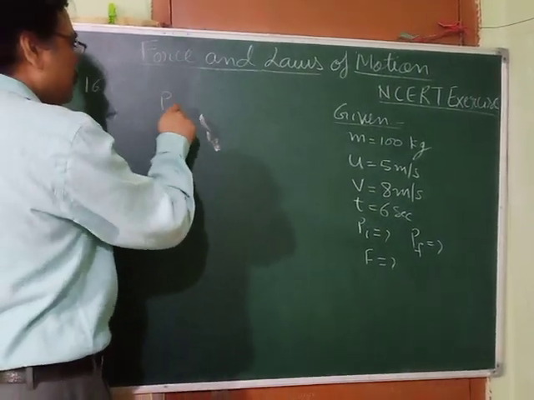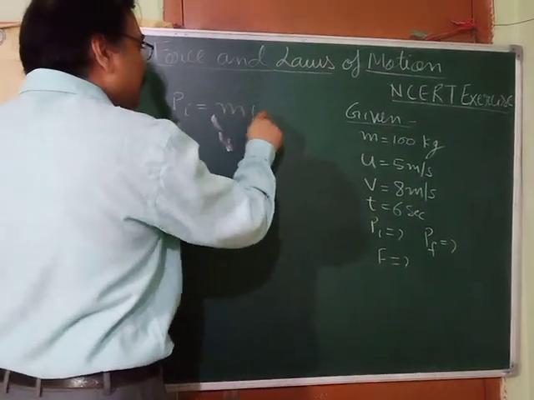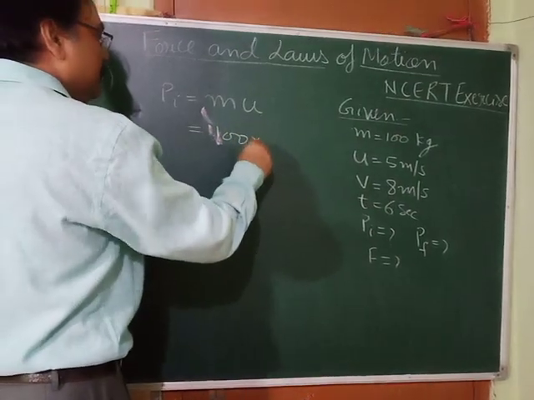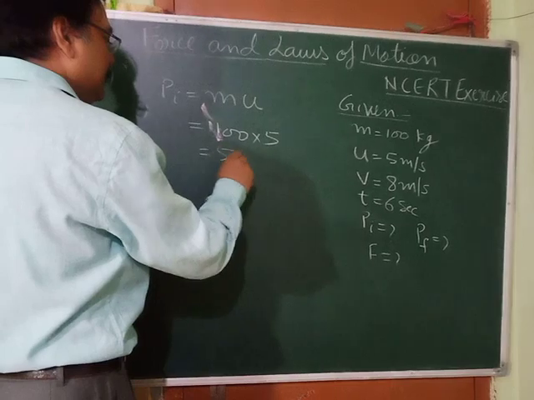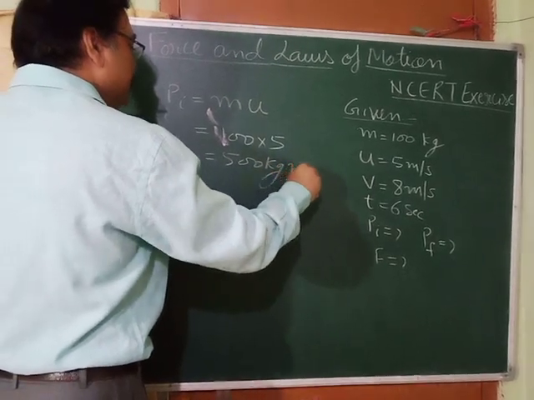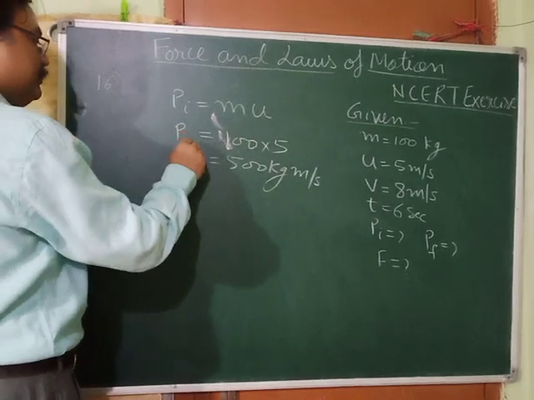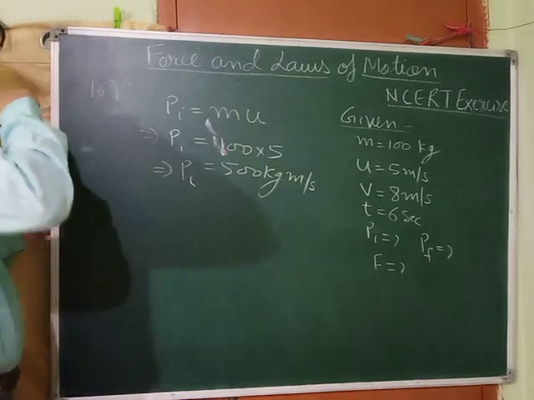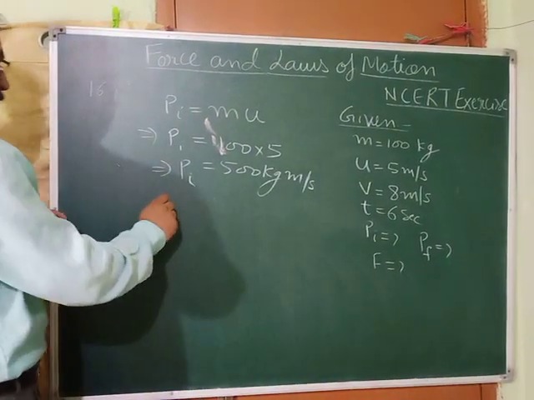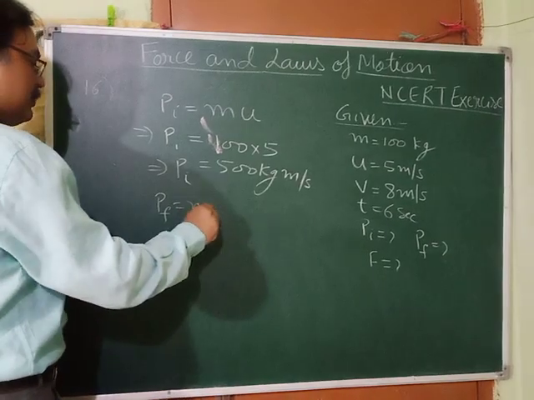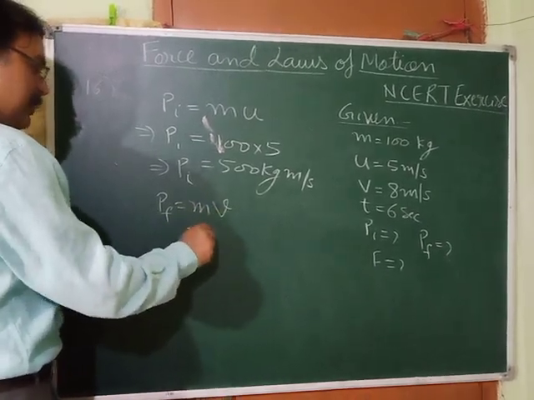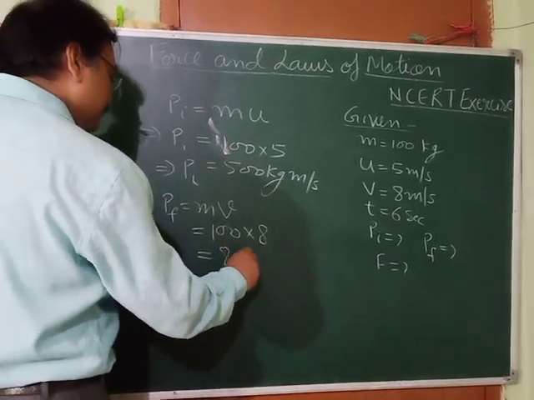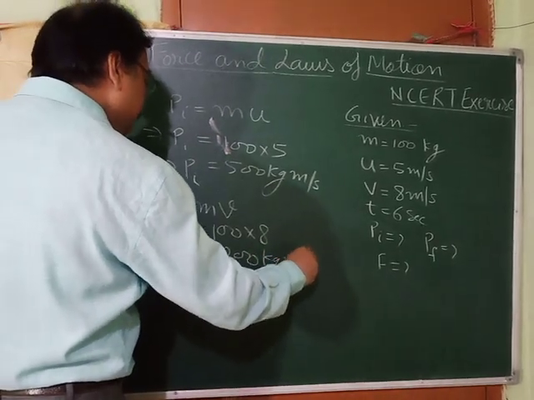Now what is initial momentum? Initial momentum is mass into initial velocity. So we can write, mass is 100 kg, initial velocity is 5. So what you will get, 500 kg meter per second. That is our initial momentum. Now we have to find out the final momentum, that is mass into final velocity. Mass is again 100 kg, final velocity is 8 meter per second. What we are going to get, 800 kg meter per second.